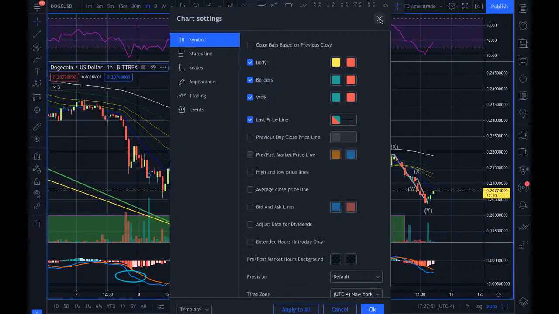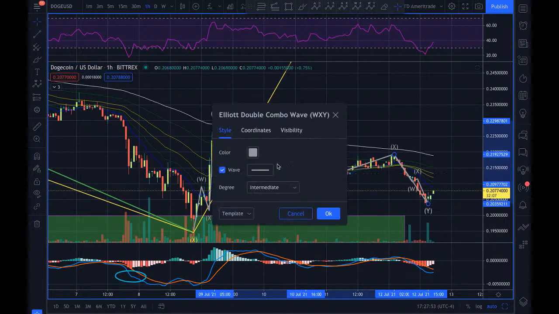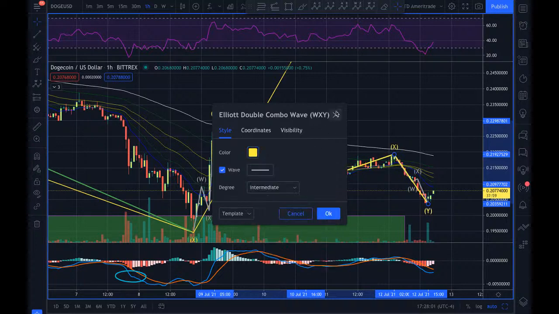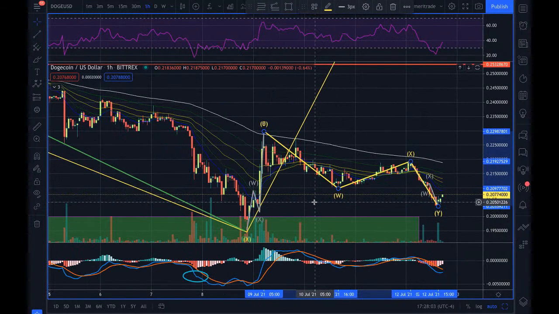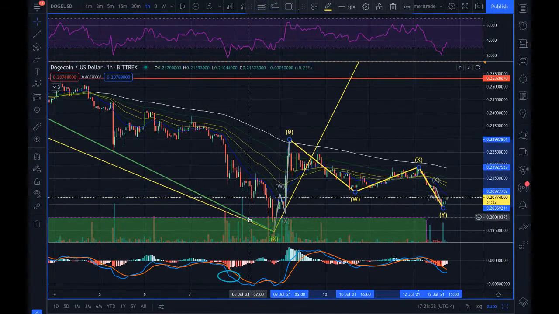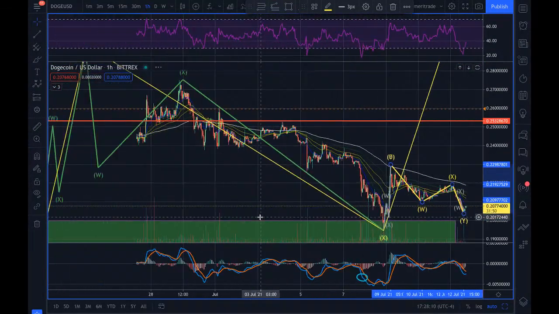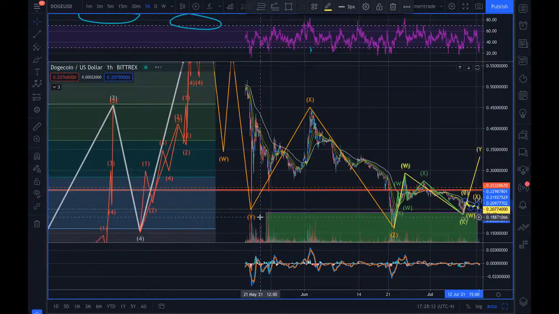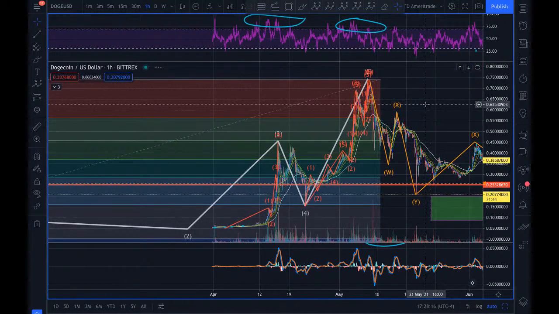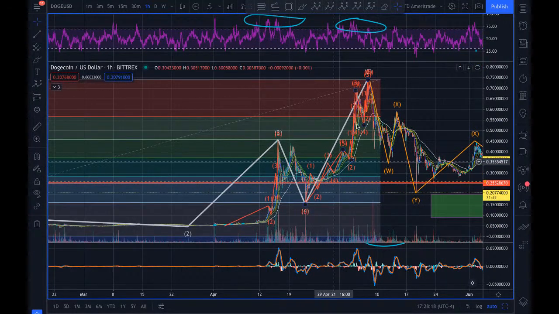Let me change the color of that. Something that sticks out. Can you see that? Okay, can you see the 3 wave shapes? This is not a 5 wave like we had back here. If we go all the way back here, and there's 2, I'm going to delete some of these.